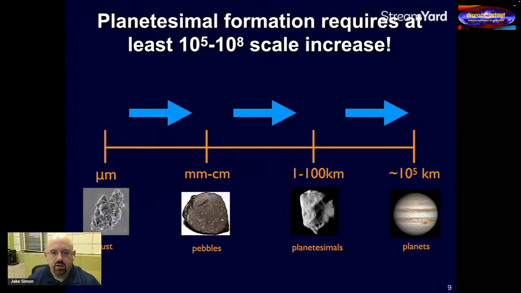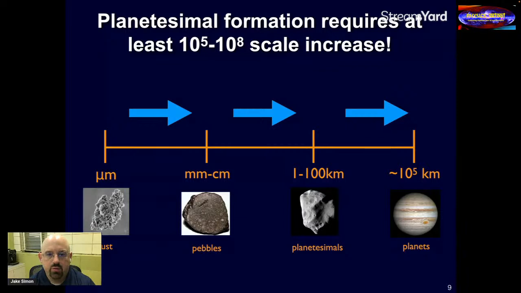So why are we so interested in how these planetesimals form? Well, you may have gathered from a few slides ago that they were the intermediate step between small dust grains and fully grown planets, or at least planetary embryos, which are kind of just the step before fully grown planets. Well, planetesimal formation is very hard to understand and to get right for a number of reasons that I'll explain here. But also, it requires a very, very large scale increase over a short amount of time.